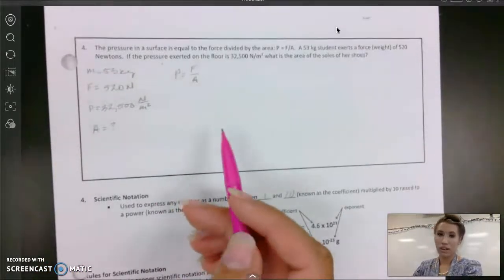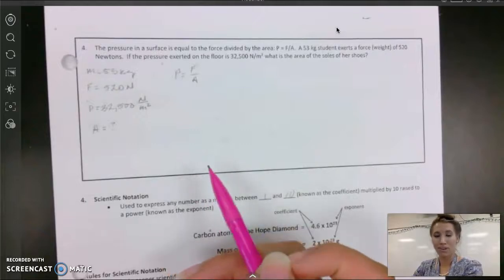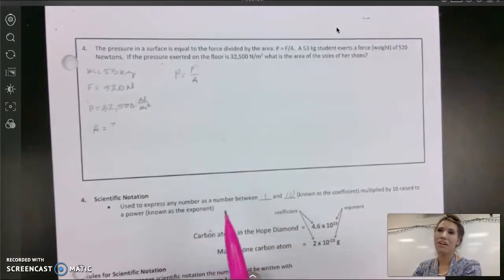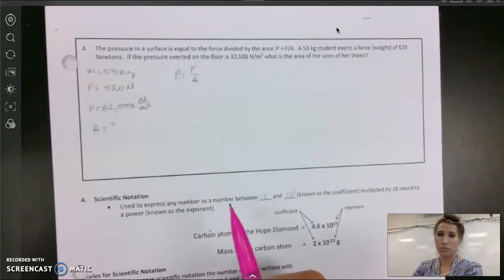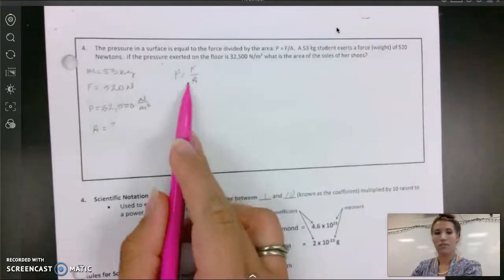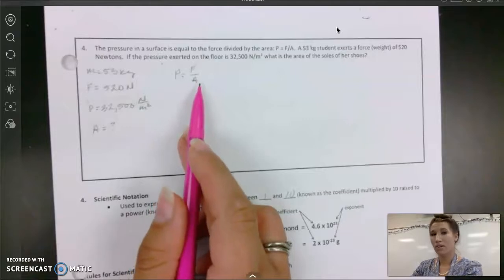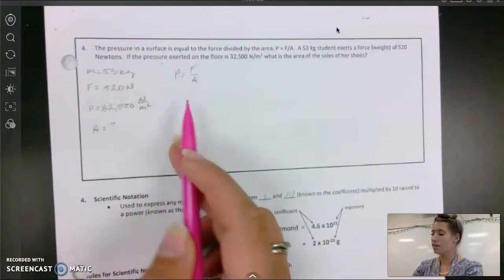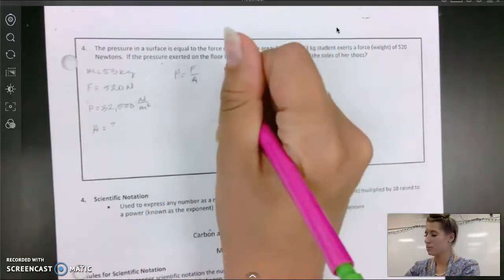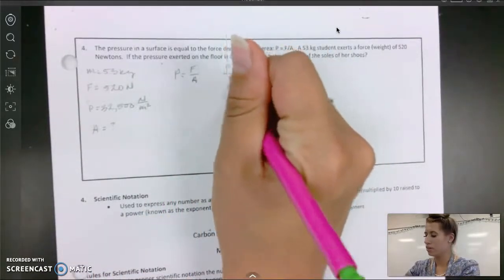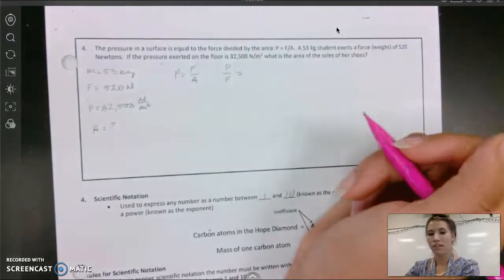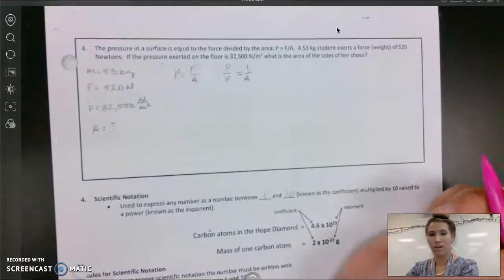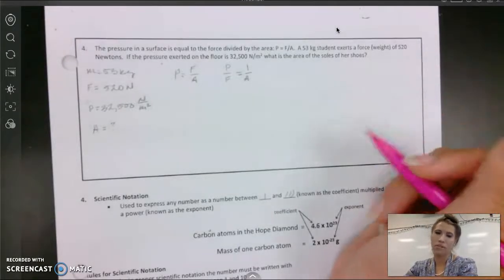Okay, so now we're on to our second step, solving for the unknown. So let's rearrange the equation so we can solve for the unknown. Now pay close attention, because this is a mistake I see very often. It's really simple. Okay? We're solving for the unknown value of A. And what I see happening all the time is students divide both sides by F, and what they don't realize, if I divide this by F, so now I have pressure over force, that doesn't equal A, that equals 1 over A. Okay? And so we're not solving for 1 over A, we're solving for A.